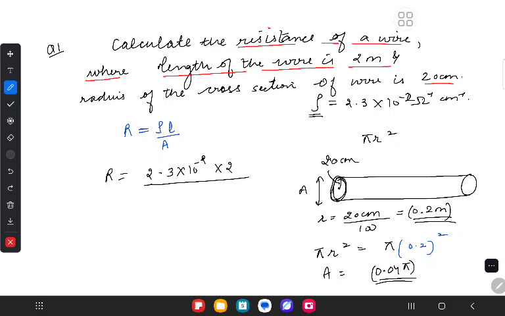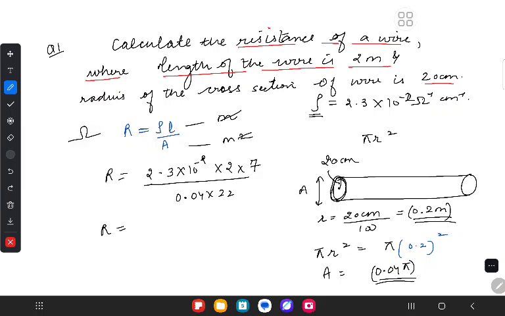Pi value, if you want to put, that's also fine. If you do not put the pi value, that is also fine. So you have rho L by A. The length has to be in meters. Area has to be in meter square. So this gets cancelled. Unit of resistance is ohm. So what do you get? You get 0.04. Pi value is 22 by 7. So 7 goes at the top, right?